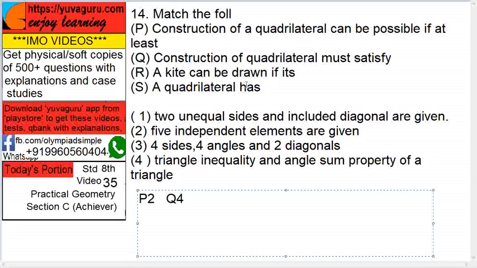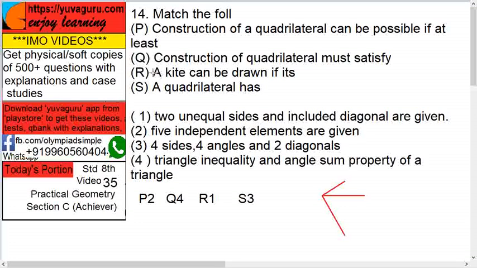A kite can be drawn if its R. So what is required for a kite? Two unequal sides and included diagonal are given. Then you can draw the kite. So S will definitely match with 3 then. A quadrilateral has 4 sides, 4 angles and 2 diagonals. That is correct.